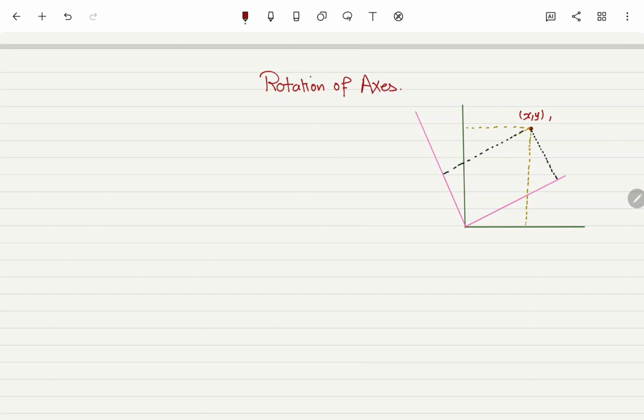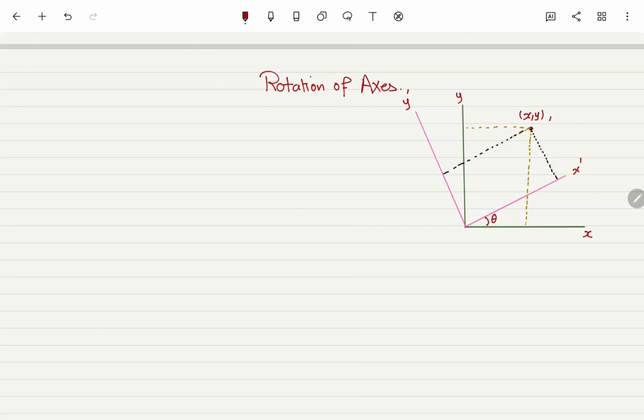Now let's define rotation of axes. For simplicity, let's define rotation of a two-dimensional Cartesian system as we can see in this figure here. Now the original coordinates are x and y. If we rotate these coordinates by an angle theta here, the new coordinates become x prime and y prime.